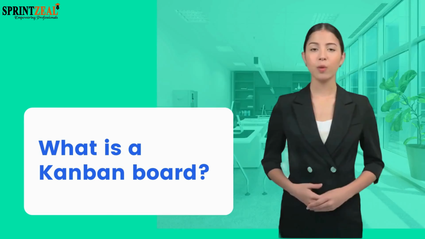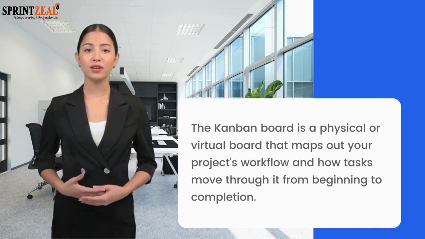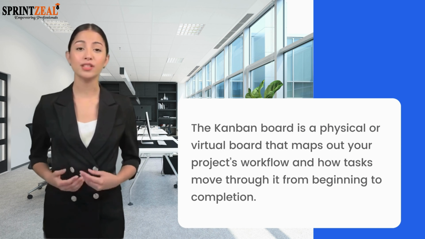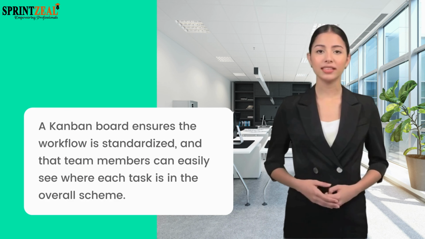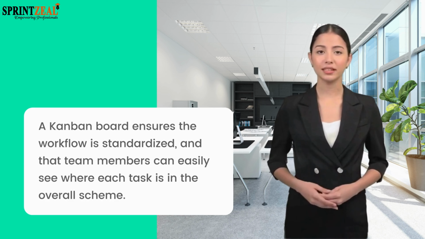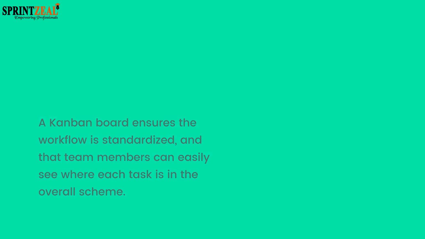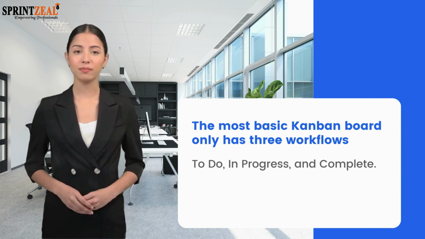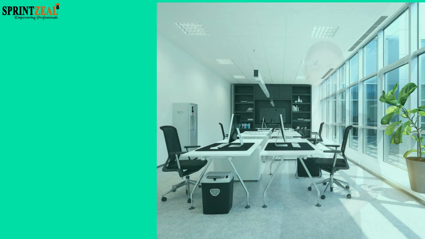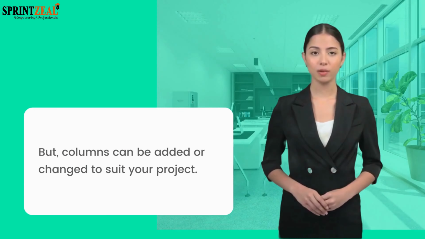What is a Kanban board? The Kanban board is a physical or virtual board that maps out your project's workflow and how tasks move through it from beginning to completion. A Kanban board ensures the workflow is standardized, and that team members can easily see where each task is in the overall scheme. The most basic Kanban board only has 3 workflows: to do, in progress, and complete. But columns can be added or changed to suit your project.